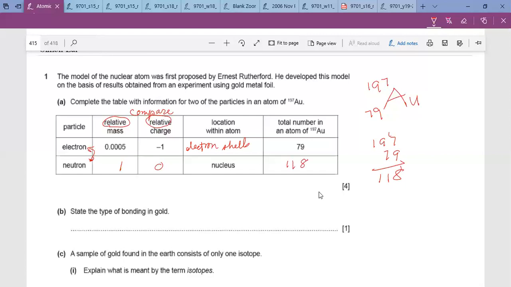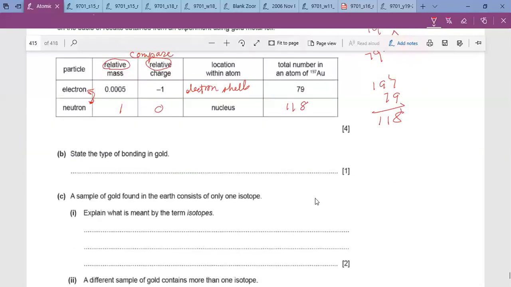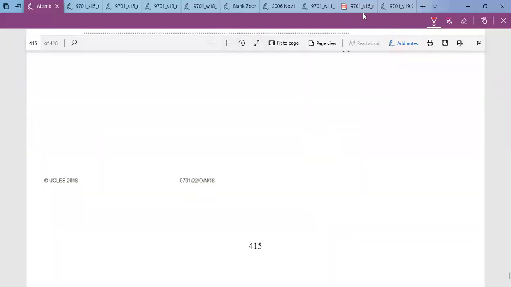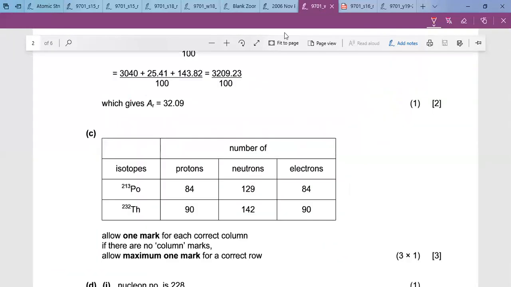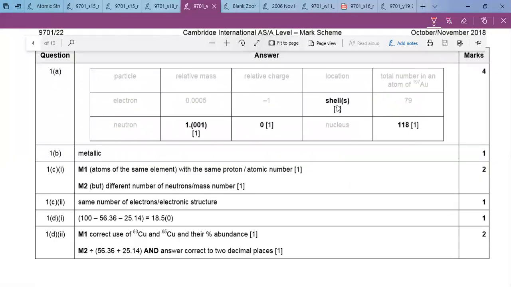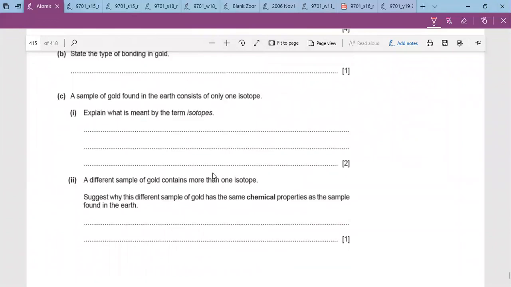Okay, now let's look at the marking scheme. Here, 118. Okay, see now, 118 here. See, electron shell or shells, 0 here. See, 1 is comparatively, or 1.001 to be exact, doesn't matter. Because if we take from the data book, it can give quite an exact answer. So you can see this is how the marking goes, electron shells or electron orbitals also can. Now look at other kinds of things they ask you.